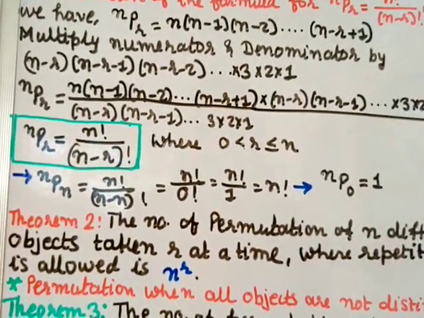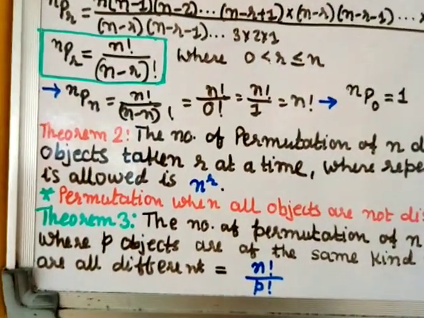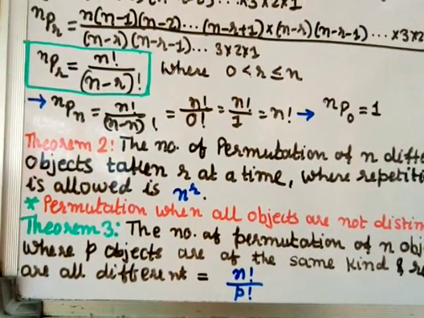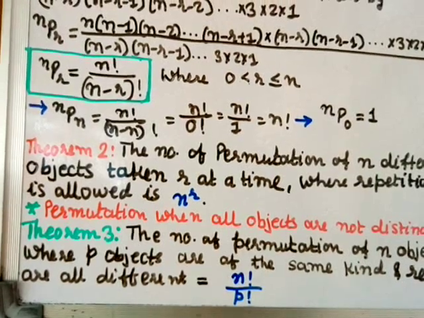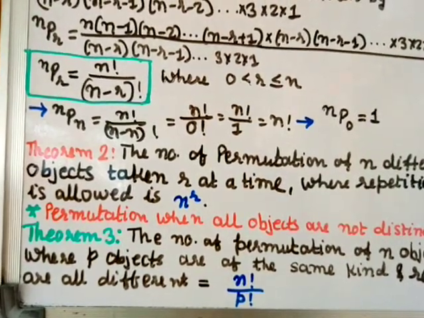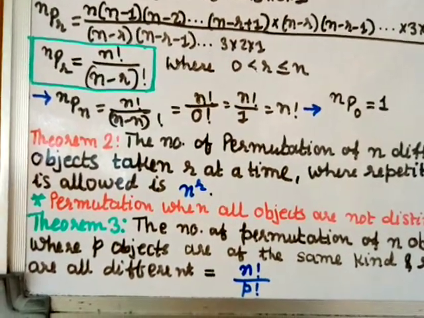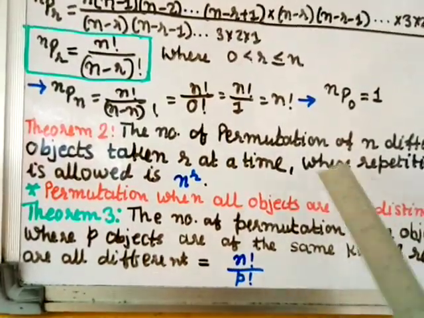Theorem 2. The number of permutations of n different objects taken r at a time, where repetition is allowed, is n to the power r. Now this proof you can try by yourself, just similar to theorem 1.